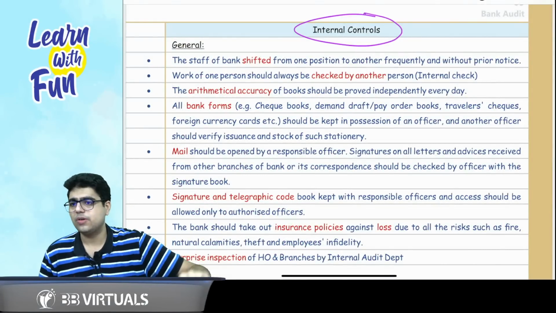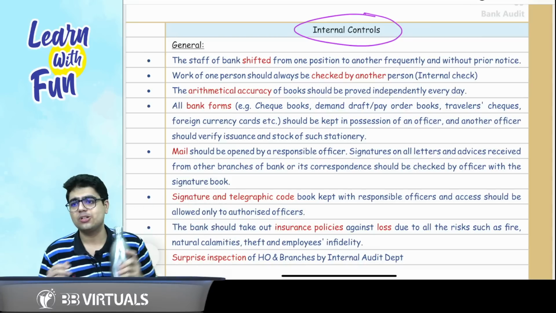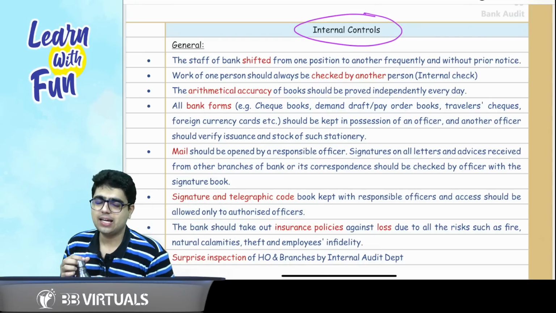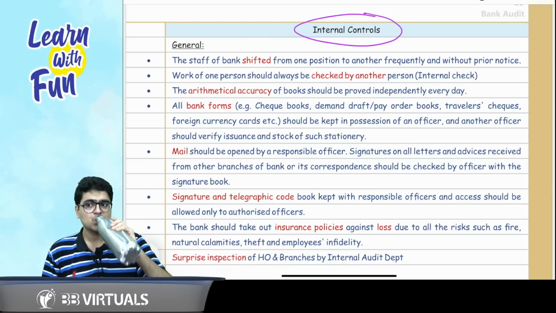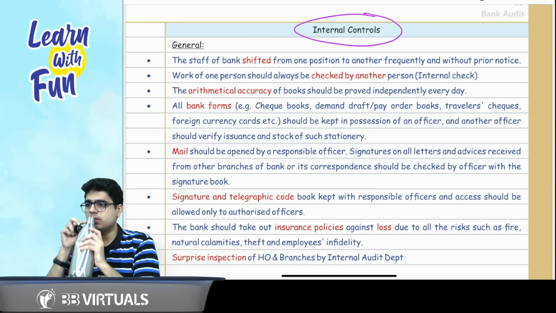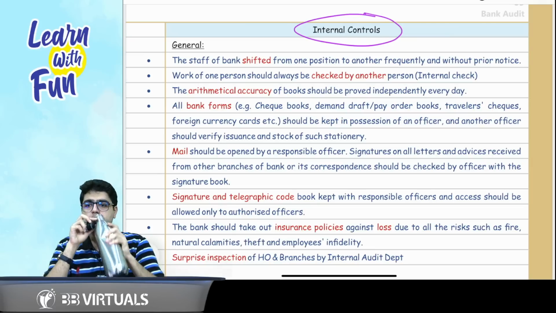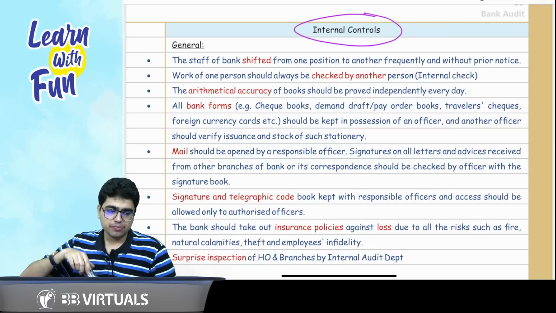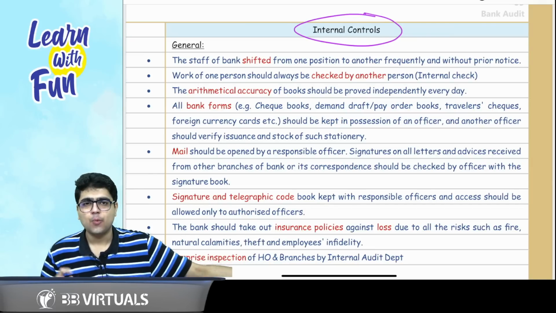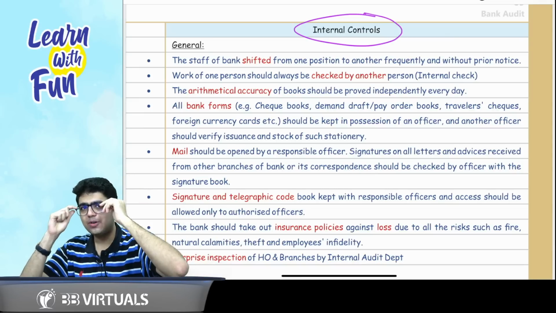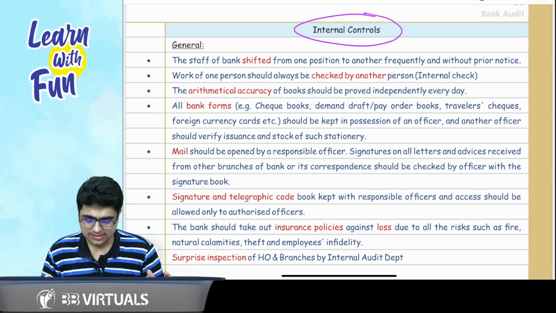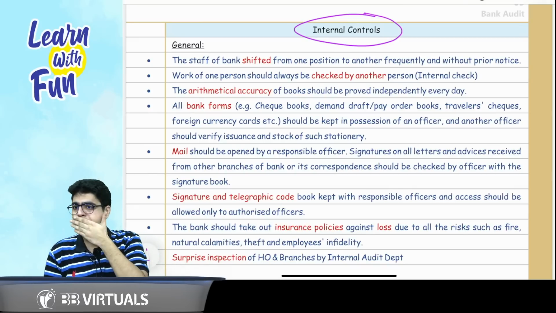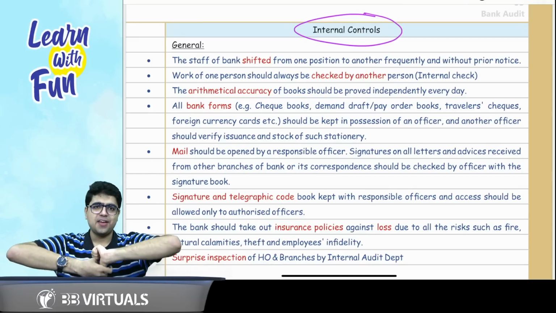Please stay with me. Now we are moving to the amazing concept of internal controls. Take a 1 minute water break, relax your mind, and then we'll move ahead. We are here to fight, people, not give up. So just maintain your calm, just relax, and just stay with me. All right.